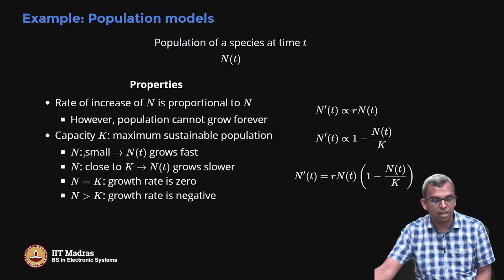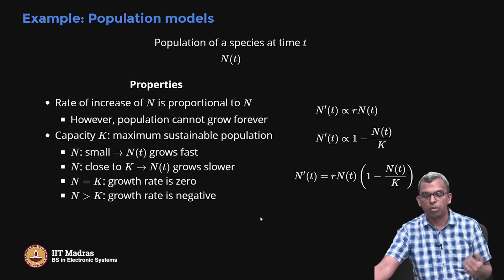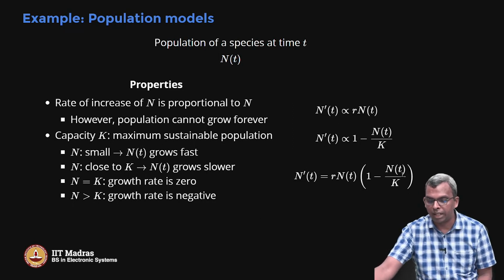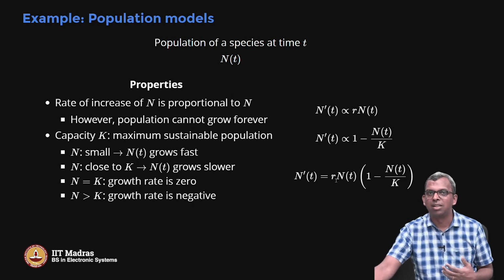Notice this has all these desirable properties. When n is small, n of t grows fast. Okay, when n is close to k, n of t starts growing slower, which is what you expect. And if n is equal to k, growth rate is 0, and if n is greater than k, growth rate is negative. So all of these are nicely fit here, and you use this formula and model to calculate r, and then r tells you something about whether the population is sustainable, is it going to grow, is it going to die out, is it going to go extinct, should we interfere, etc., etc.